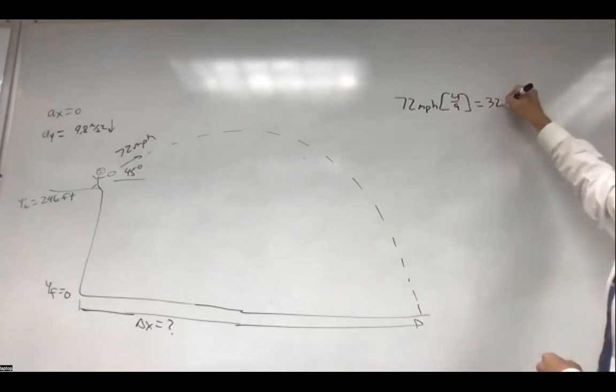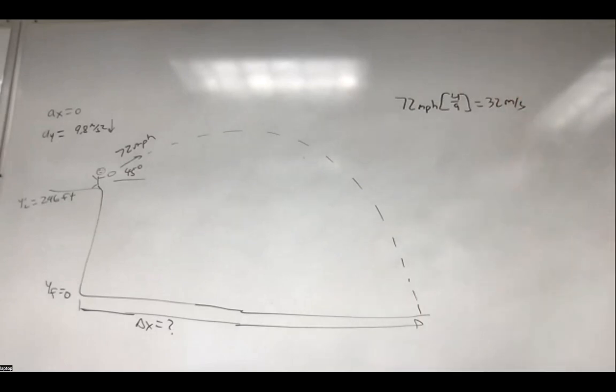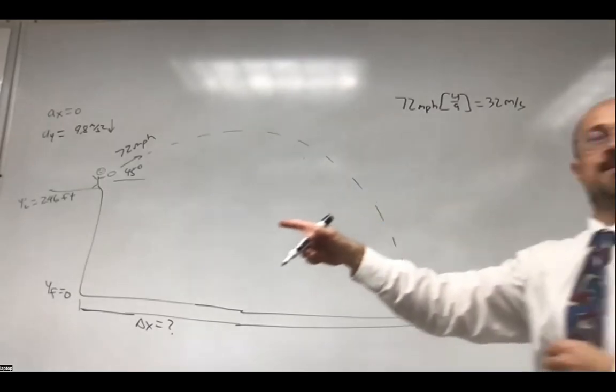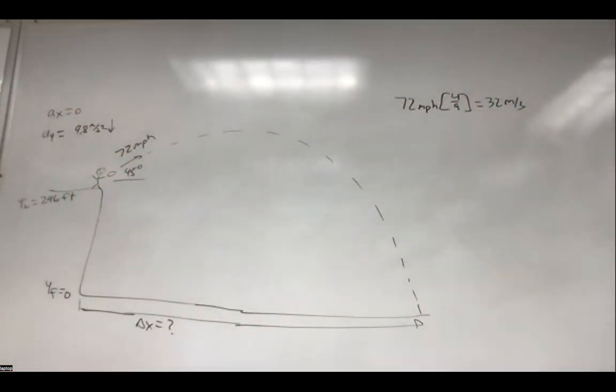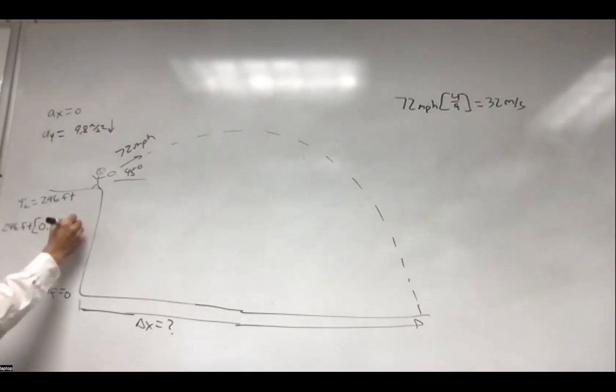That is right. 8 times 4. So now what can we do? Now that we have that, we can convert the feet to meters as well. It's another conversion we'll do. And we remember that 246 feet times 0.3048.